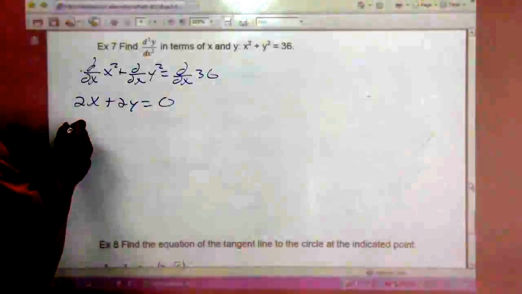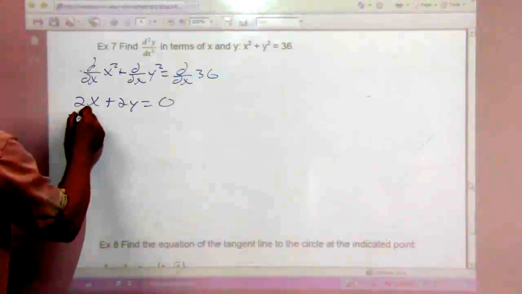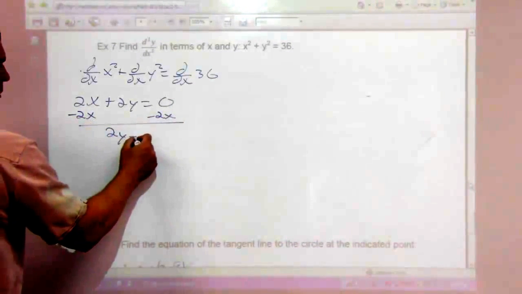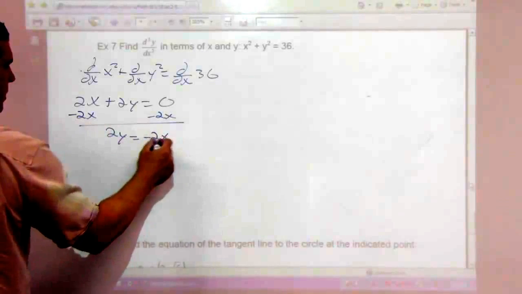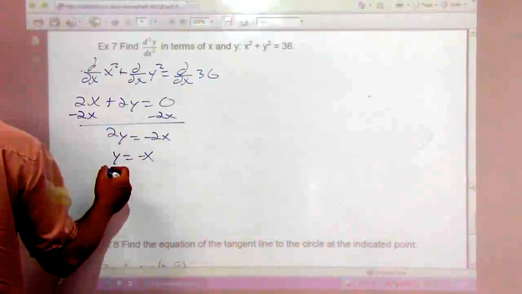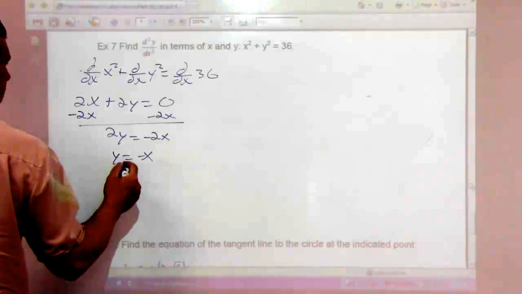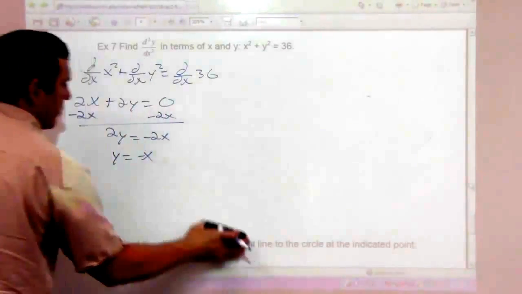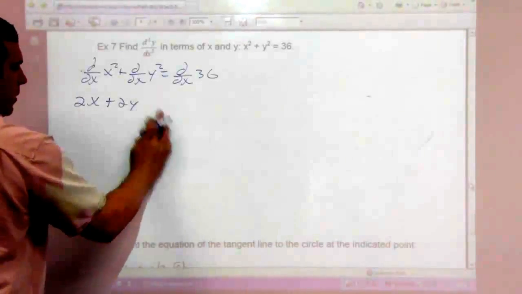Now we'll take the second derivative, the derivative with respect to x. Well, I guess we could take this a step further. If we subtract 2x from both sides, 2y equals negative 2x. So y equals negative x. Oh, I made a mistake. No one called me on it. I'm calling myself on it.